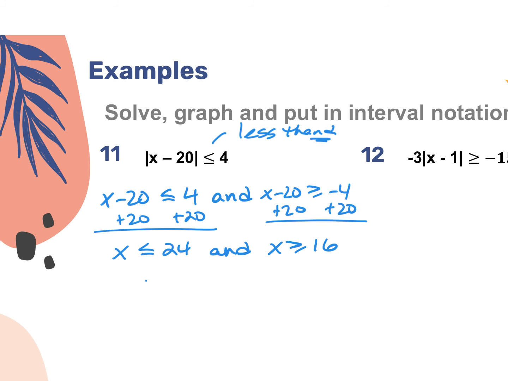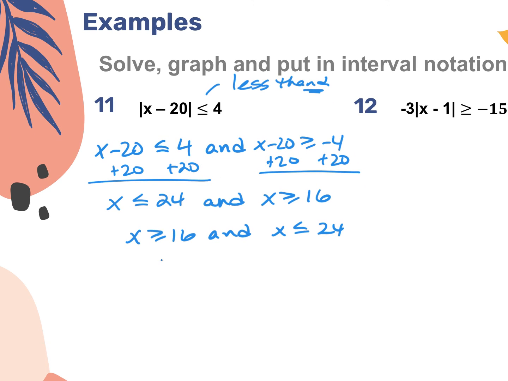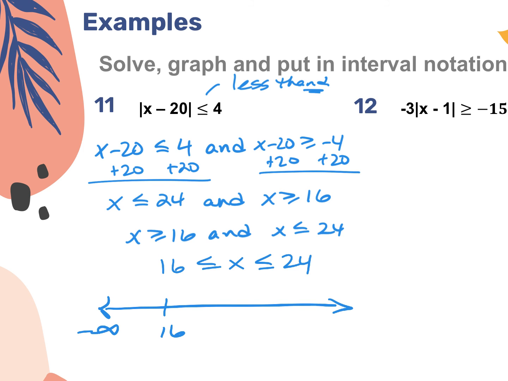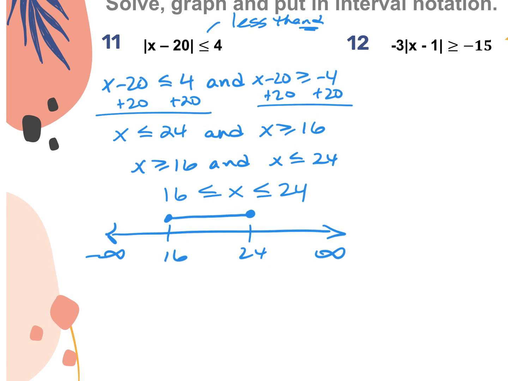So again, I want to write at least to greatest, so let me flip this around. So I can flip that around, or I can also write it compoundly, 16. And then again, it's eating the X, eating the 24. Graph it, negative infinity, 16, 24. And again, these are got a or equal to, so they're closed circles, joined in the middle. And then the interval notation is just 16 comma 24 with brackets around both numbers.